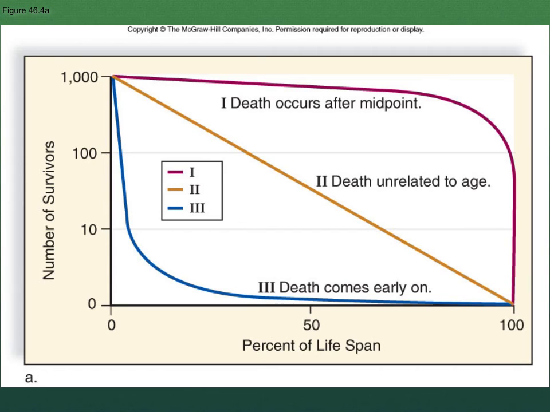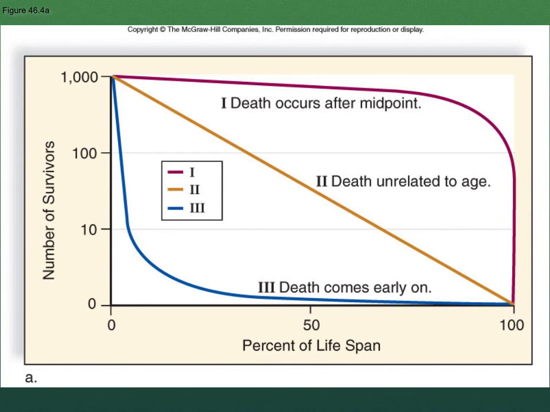Again, you could have a late loss, or type 1. That is the red curve on the top. You could have constant loss, or type 2, death unrelated to age. That is the orange one. And then you could have early loss, which is blue, type 3, which is down towards the bottom.